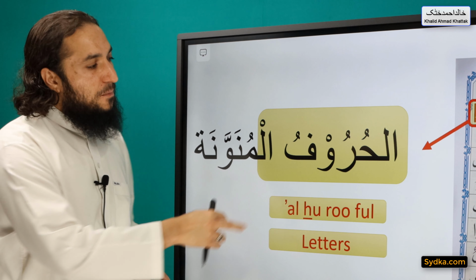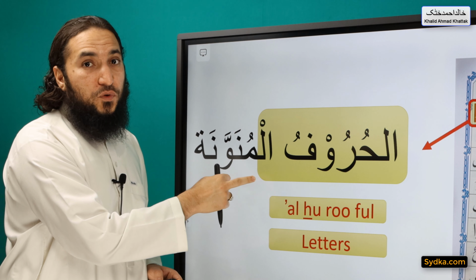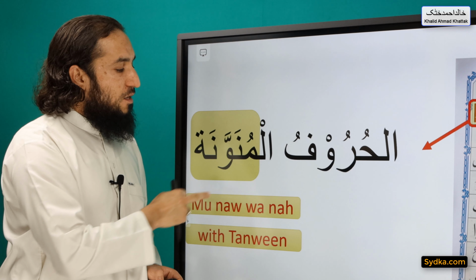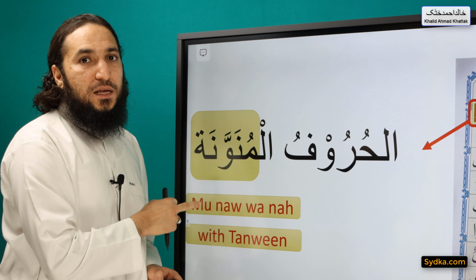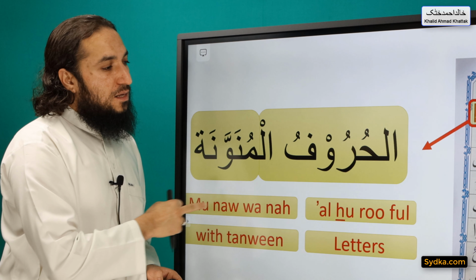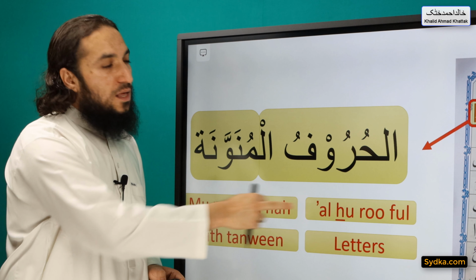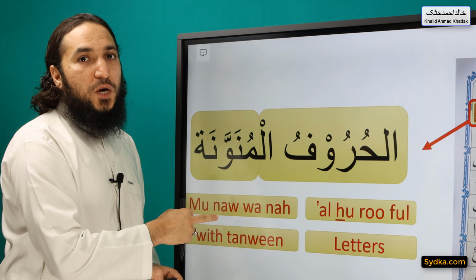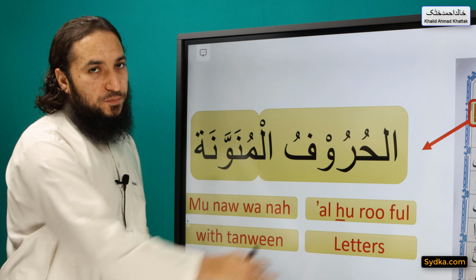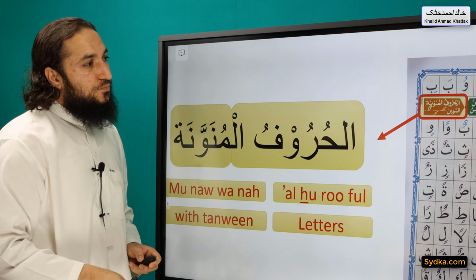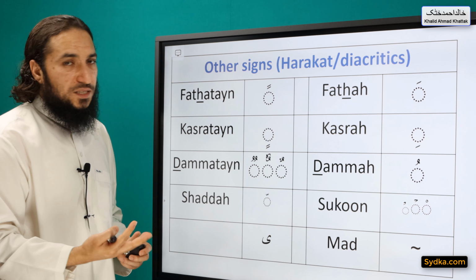Al-huruf al-munawwanah. Huruf means letters, munawwanah means with tanween. So letters with tanween. So what is tanween?